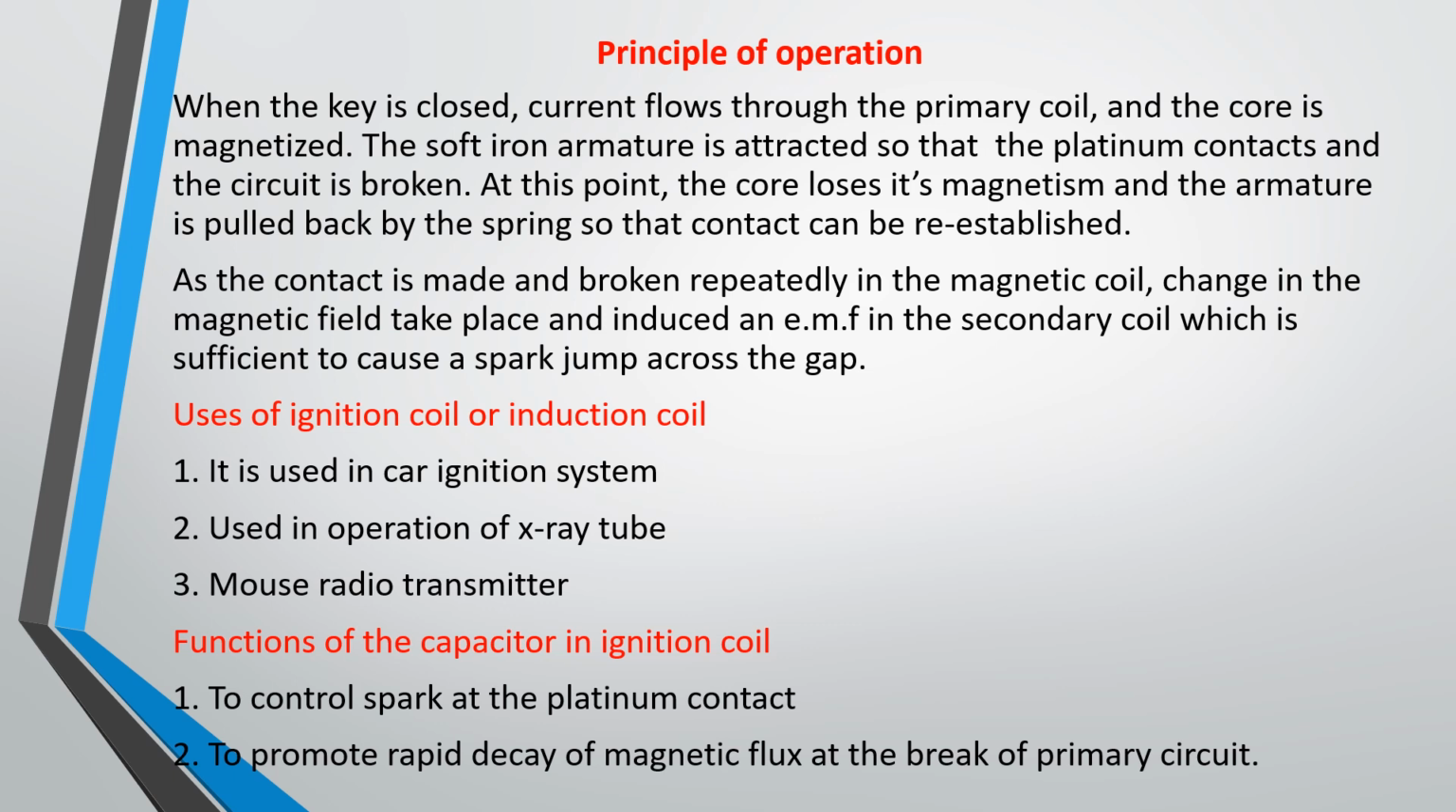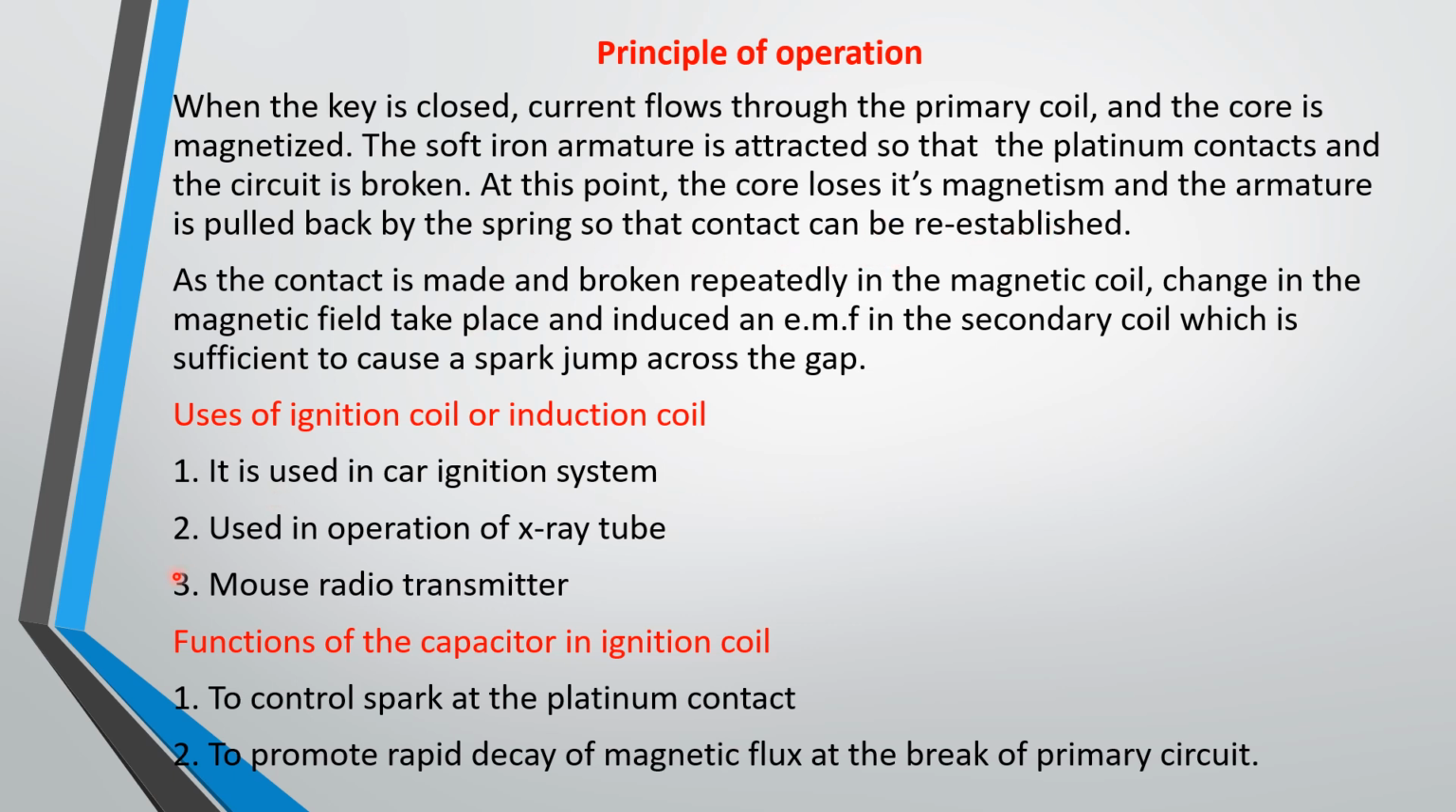All right, so the working principle is that when the key of the ignition coil is closed, current will flow through the primary coil, and the core that is inside the primary coil is magnetized. So the soft iron armature that is attached is attracted, so that the platinum contact is separated and the circuit is broken. Alright, so at this point the coil loses magnetism and the armature is pulled back by the spring so that the contact can be re-established.